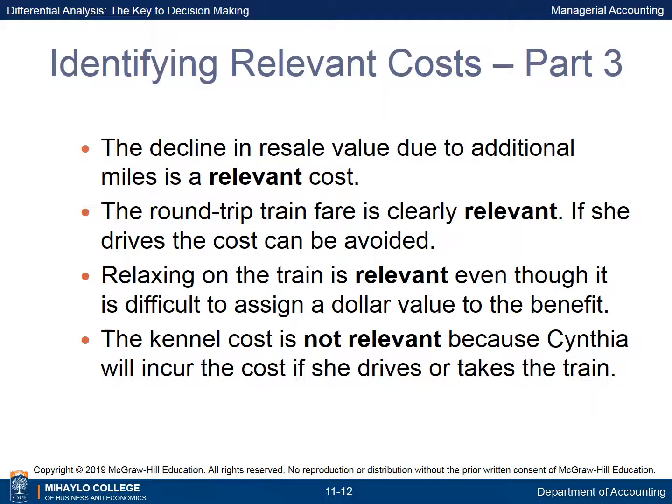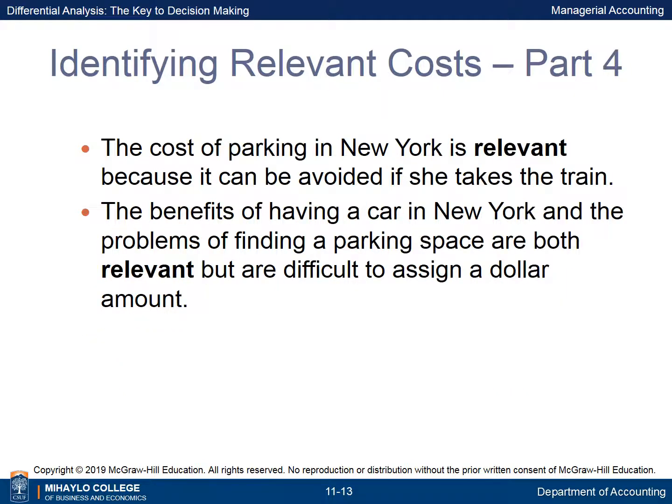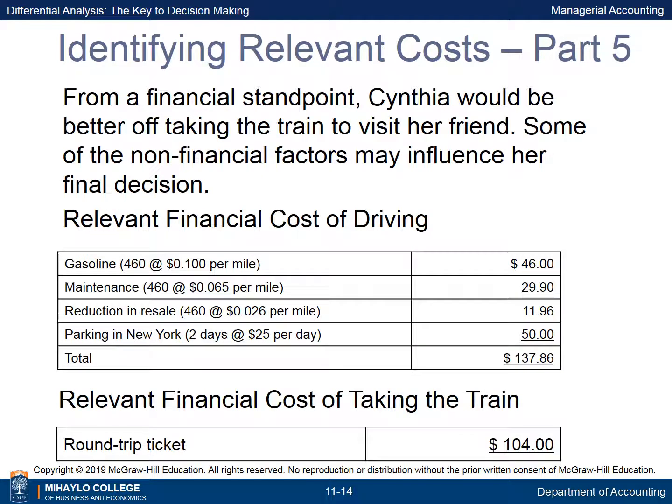Relaxing on the train is relevant, even though it is difficult to assign a dollar value to the benefit. The kennel cost is not relevant because Cynthia will incur the cost if she drives or takes the train. The cost of parking in New York is relevant because it can be avoided if she takes the train. The benefits of having a car in New York and the problem of finding a parking space are both relevant but difficult to assign dollar amounts to. From a financial standpoint, Cynthia would be better off taking the train. Some of the non-financial factors may influence her final decision.